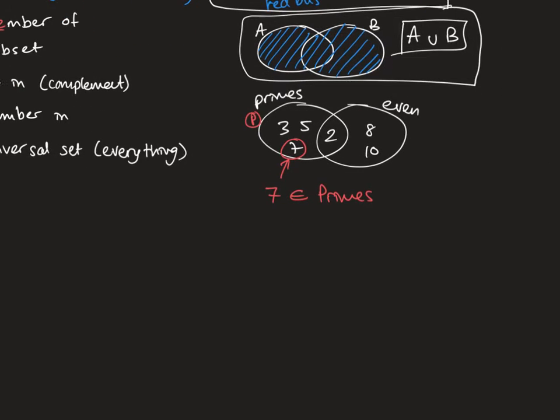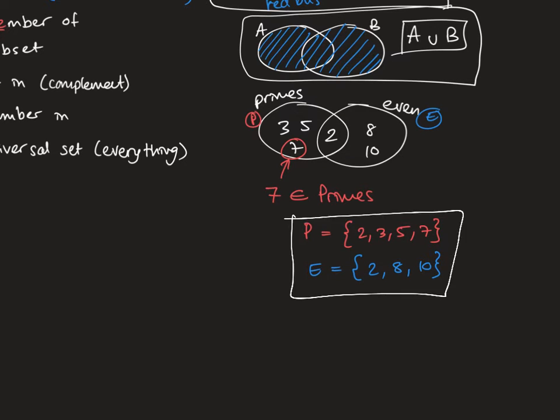Now, how do we actually write this? Well, this set here, primes, which we can call P, we write using these squiggly brackets. The members of primes could be 2, 3, 5, and 7. These are just the ones that I've included. And this set here, which I can call E, might be the even numbers, and the even numbers that we've included would be 2, 8, and 10. Of course, there would be many more evens, but these are just the examples that I've given here. So this is just the notation of how we write it.